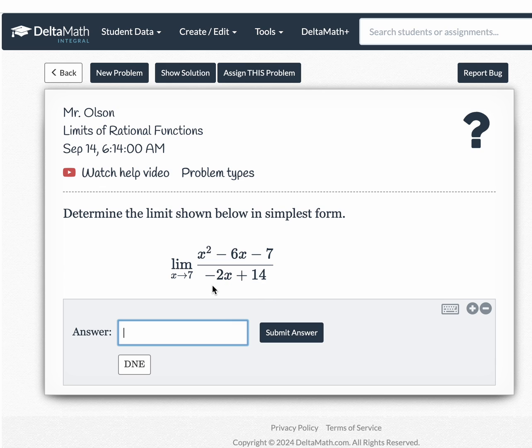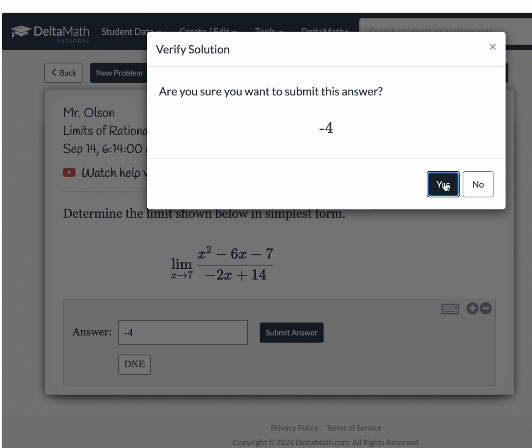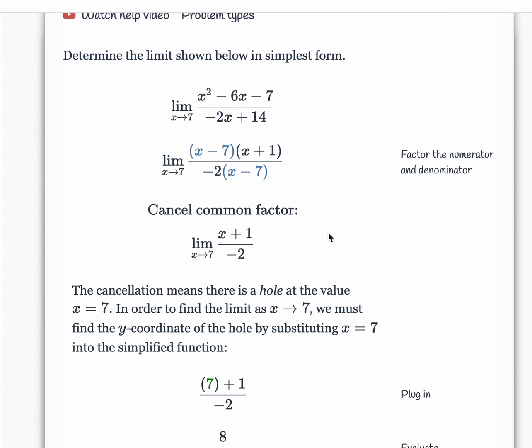If I factor out a -2, then my x minus 7s will cancel. I'll have a -2 down below. I'll have an x plus 1 up above. Sub in 1, I get 8. 8 over -2 is -4. Fingers crossed, I will submit and hope for the green check mark of fame.